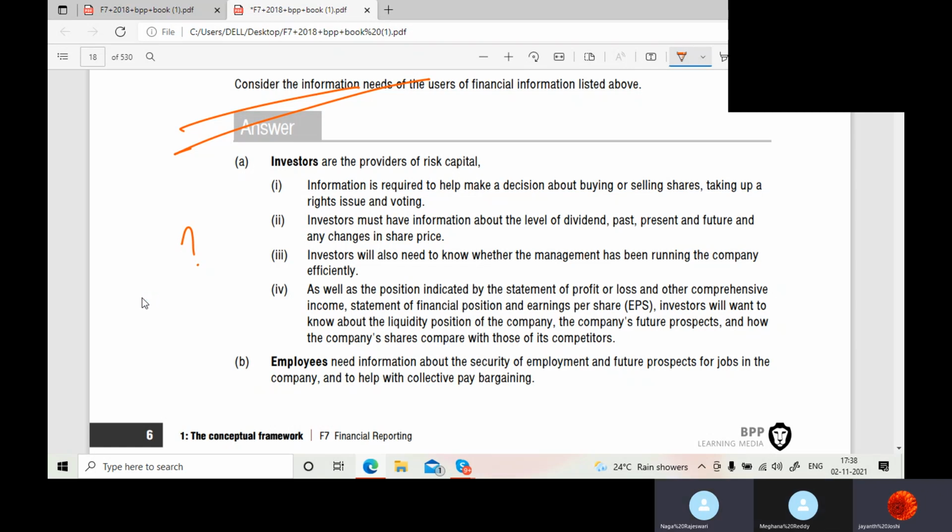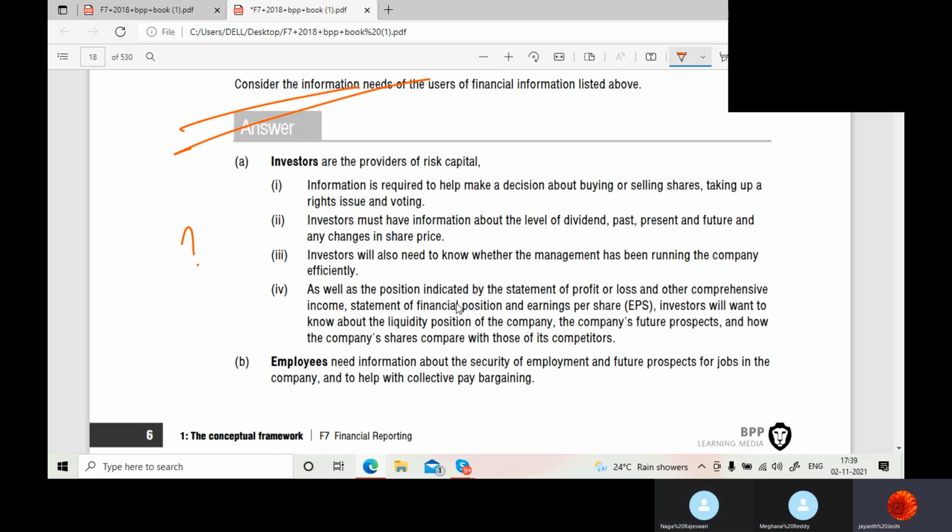Sir, investors need to know the share prices when they are buying or selling. They need to know the information so that they can make their decisions. They need to know whether the company is running well, or is stuck anywhere, or is not performing well, and to know the liquidity position of the company by looking into the statement of P&L and OCI and the balance sheet.